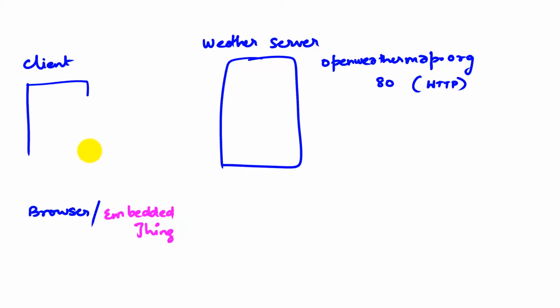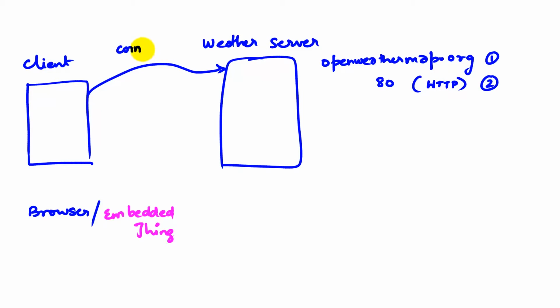that sends HTTP requests. So first it's going to connect using these two pieces of information, the IP address and the port number. So it's going to connect, and then it's going to send a GET request.